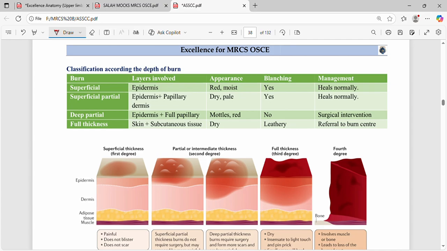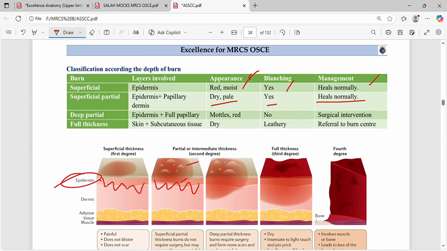What is the classification according to depth of burn? Superficial burns involve the epidermis. These are red, moist, and blanching occurs, and they heal normally. Superficial partial thickness involves the epidermis and the papillary dermis. This is dry, pale, blanching, but heals normally.